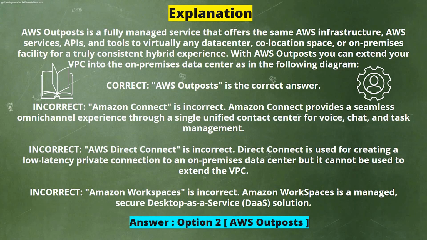Incorrect. Amazon Connect is incorrect. Amazon Connect provides a seamless omni-channel experience through a single unified contact center for voice, chat, and task management. Incorrect. AWS Direct Connect is incorrect. Direct Connect is used for creating a low-latency private connection to an on-premises data center, but it cannot be used to extend the VPC. Incorrect. Amazon Workspaces is incorrect. Amazon Workspaces is a managed, secure desktop as a service, DaaS, solution.